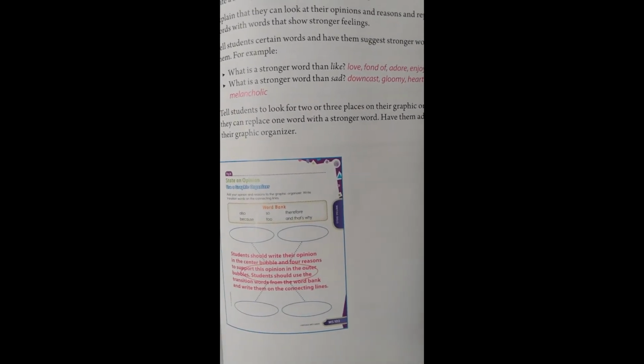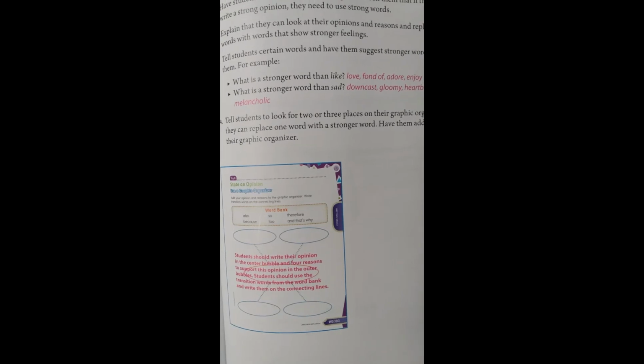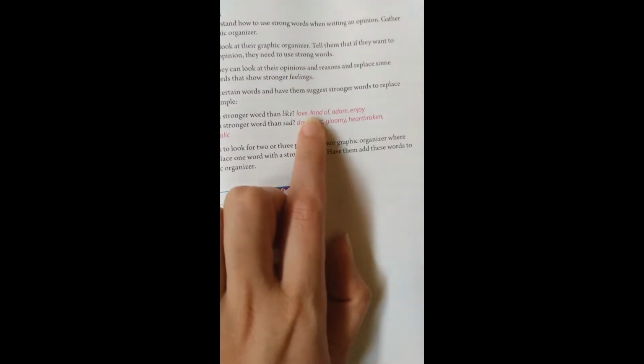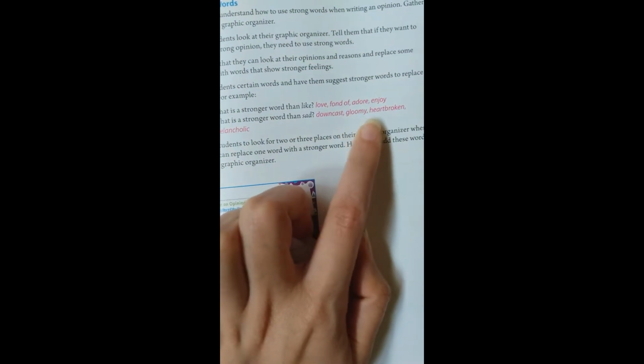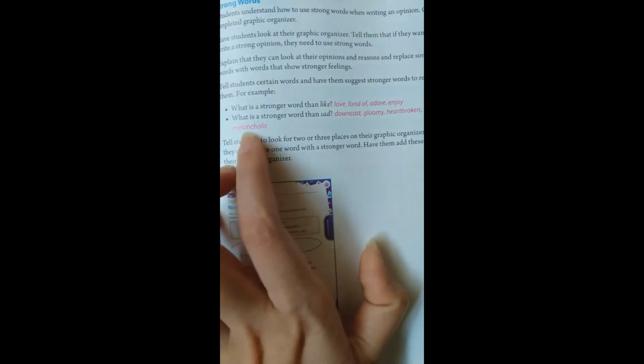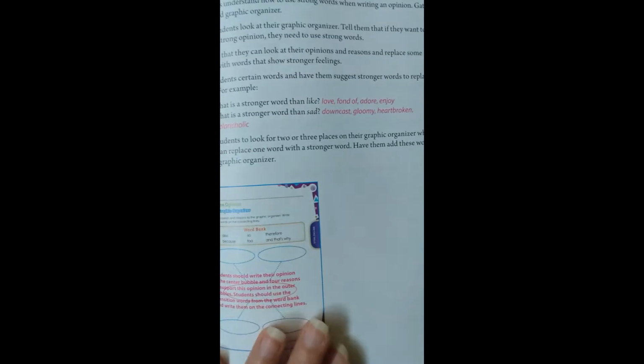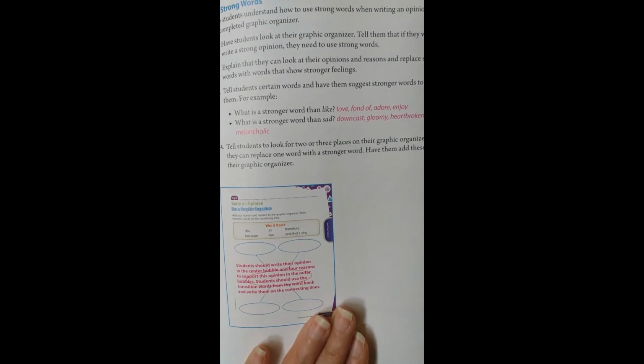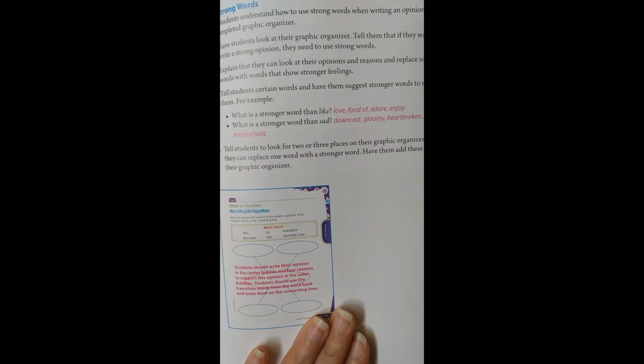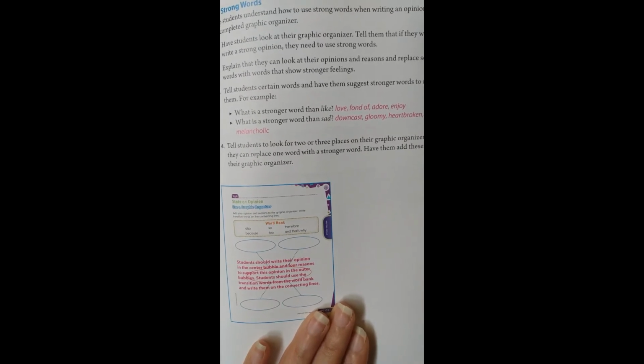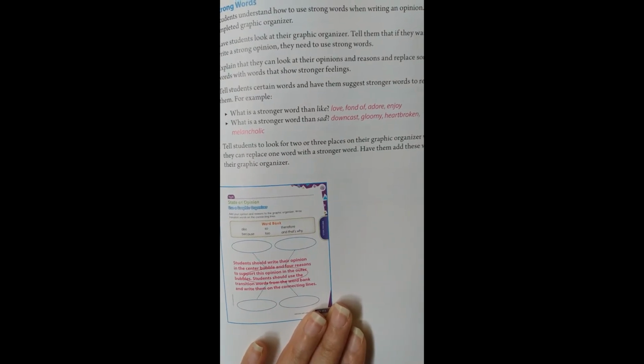Okay. Now, what is a stronger word than sad? Maybe something makes you sad, and you wrote about that. What would be a stronger word for sad? Downcast, gloomy, heartbroken, melancholic. So maybe you wrote about how animals not having a shelter makes you feel sad. You could say that it makes you heartbroken, or it's a melancholic feeling.